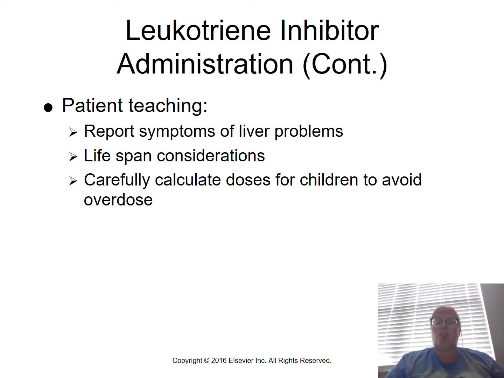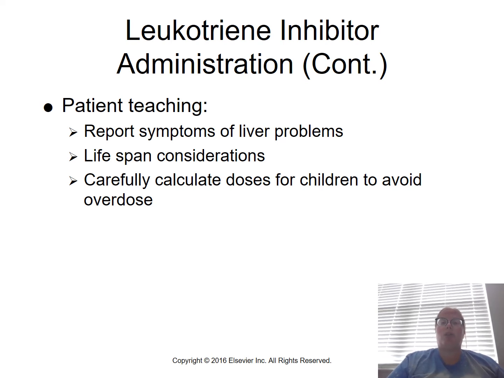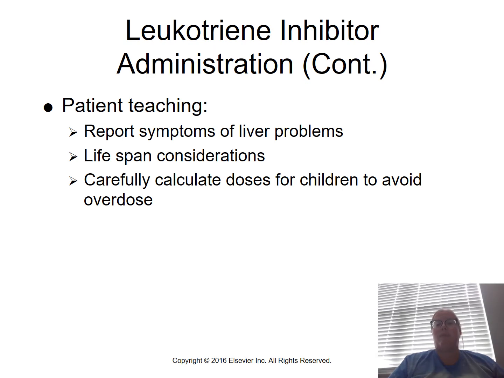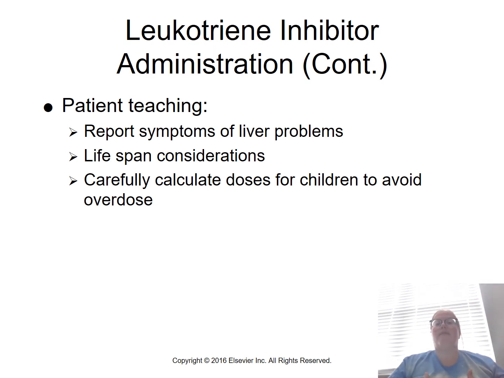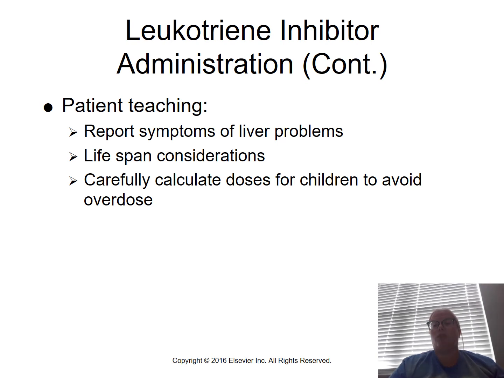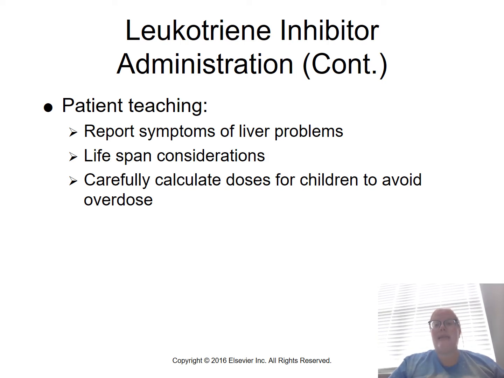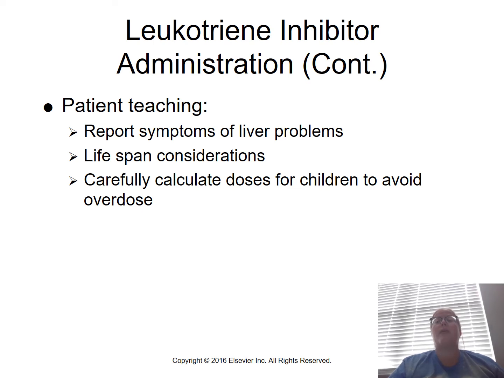As far as patient teaching, we want them to report any symptoms of liver problems, which we just discussed on the previous slide. And we need to make sure that we take into consideration lifespan considerations. So, for example, with pediatrics, we want to make sure that we give very calculated, correct doses for children to avoid any overdose. Also, keep in mind that with these meds, in an elderly patient who has impaired liver function, we really need to be teaching and monitoring very closely.